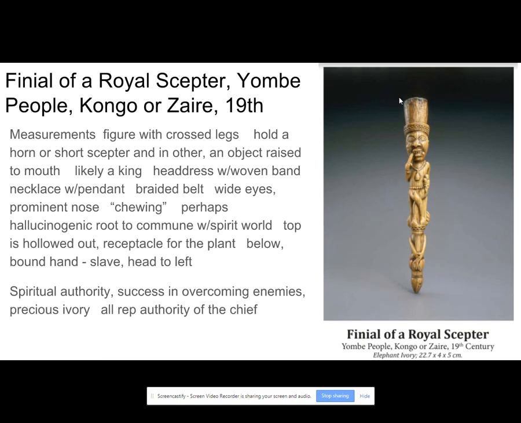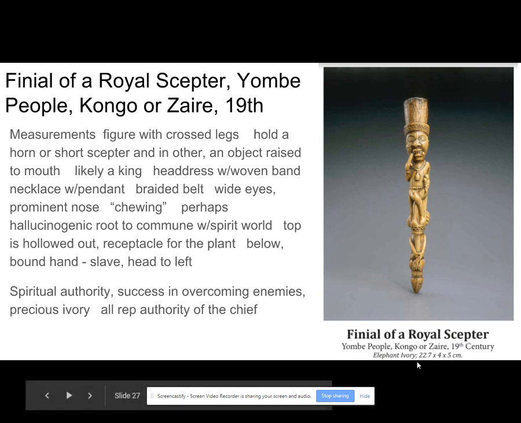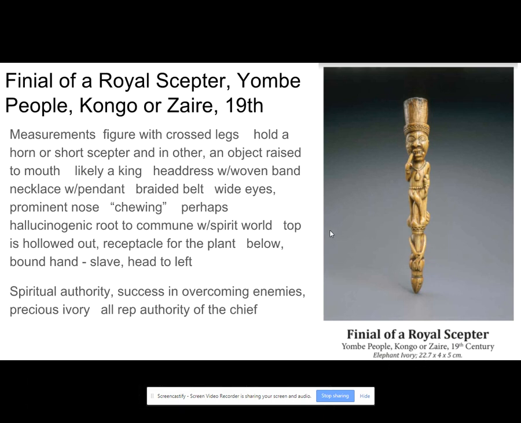So here is our next piece, the finial of a royal scepter. The finial is the piece that would go in the top portion of that scepter or staff. So it is this particular item, 22 by 7 inches by 4.5 centimeters. So we have a figure with crossed legs holding a horn or a scepter, and in the other has an object raised to the mouth.